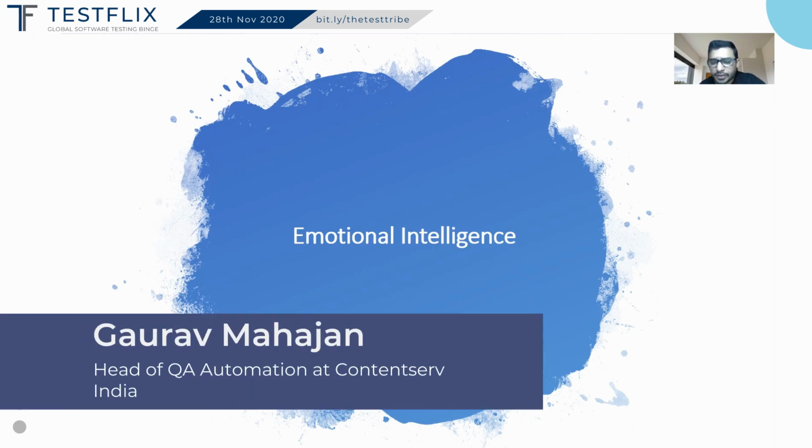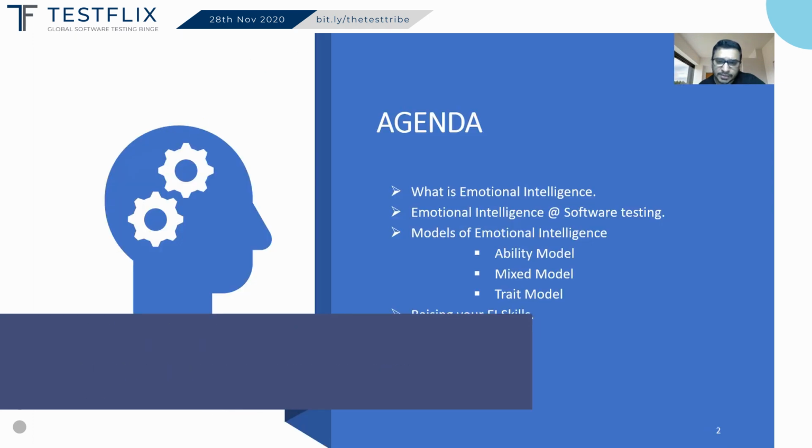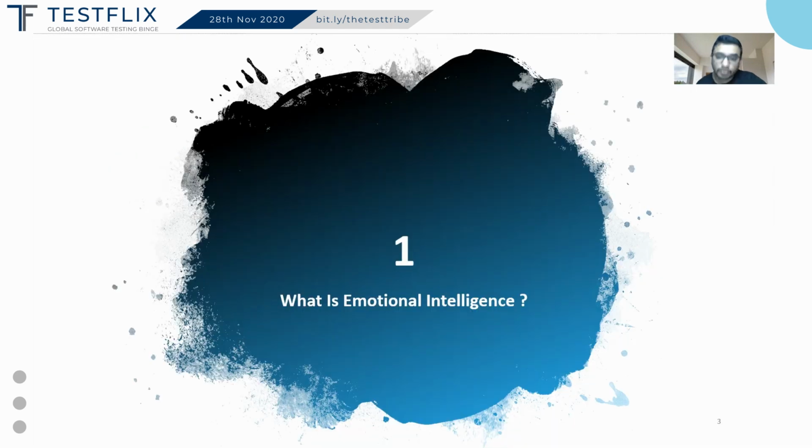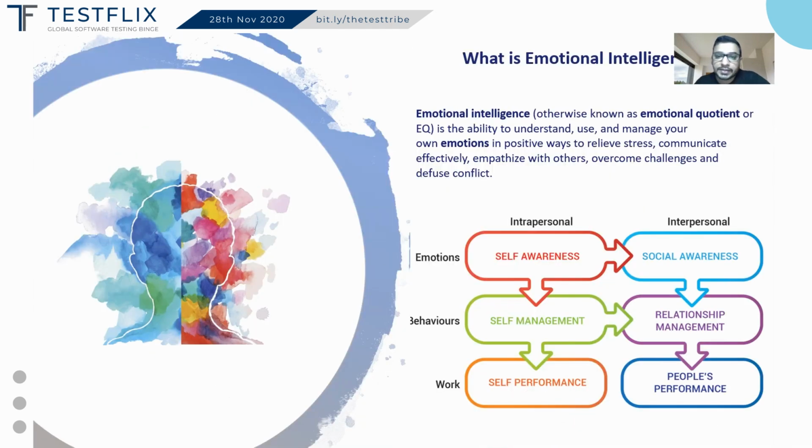In this session, we are going to talk about what is emotional intelligence, why emotional intelligence is a skill which is important for software testers or for software testing, what are the different models of emotional intelligence, and how to go about raising your emotional intelligence or EQ skills. So the very first thing, what is emotional intelligence? Emotional intelligence is a skill, an ability to understand, use, and manage your own emotions as well as emotions of others to relieve stress, diffuse conflicts, produce positive outcomes.